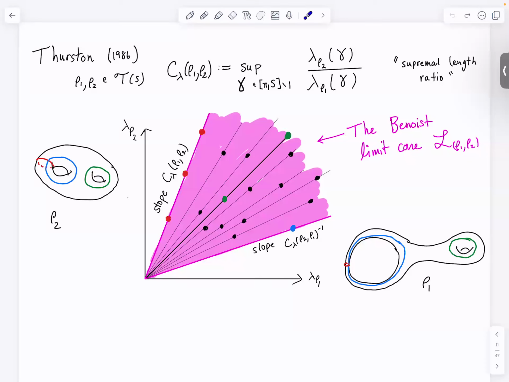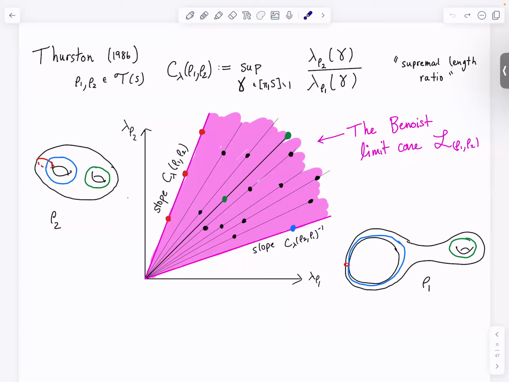What are the black dots? The question is, what are the black dots? They're pairs of lengths for other closed curves which I did not draw on the surface. It's just to indicate that there's more than 3 curves on this surface. There's countably many, and you need to plot all of them. I didn't try to draw all of them, but each black dot represents some closed curve on the surface. It's the length in the first hyperbolic structure, comma, the length in the second hyperbolic structure.